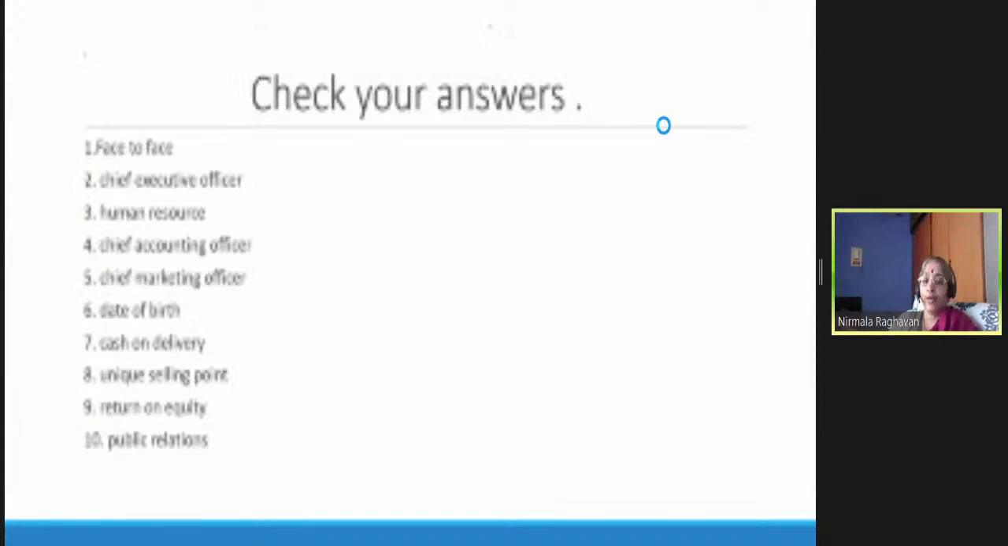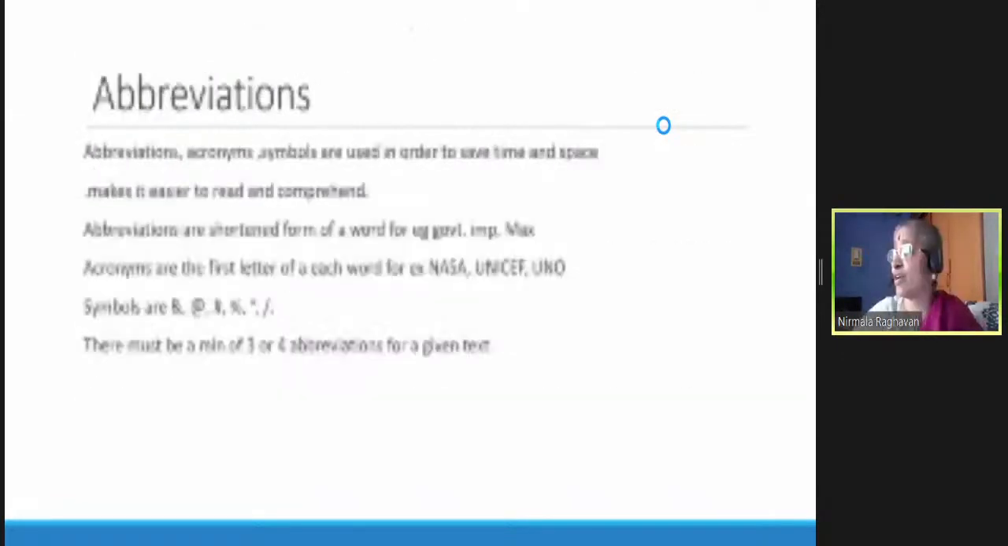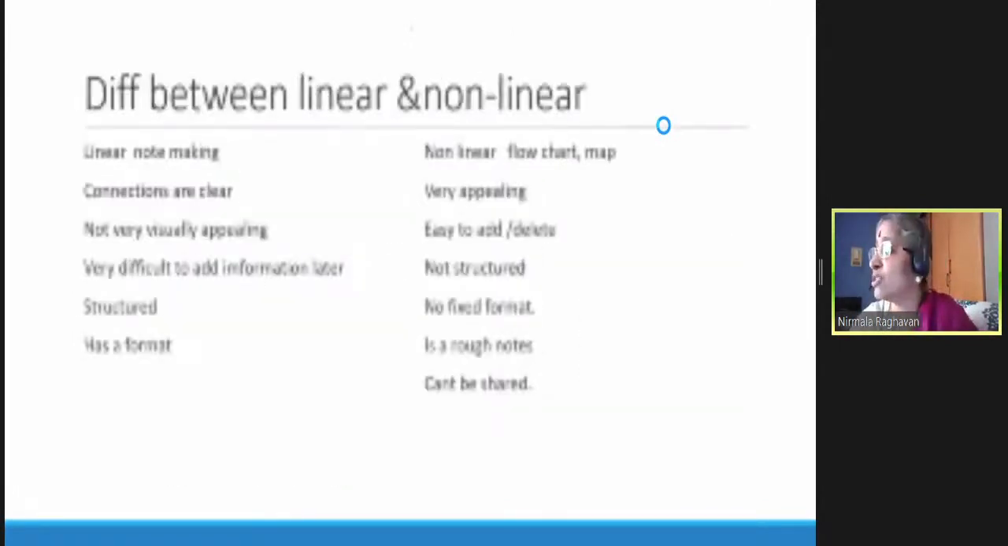Then how will you understand difficult words? That's by guessing and predicting. Here it's not as difficult as a comprehension would be, because even strange words won't matter much. Here all that you're looking for is keywords and key sentences or key phrases. That's what is going to help you. So you don't have to worry about strange words or difficult words. Then we have abbreviations. I said that earlier. You have clipped words or contractions, where you use a shortened form of a word, where you remove the vowels. Making questions, sub 1.2.